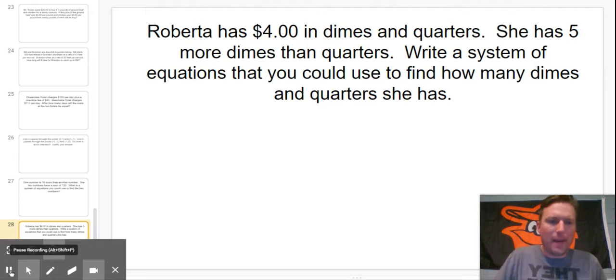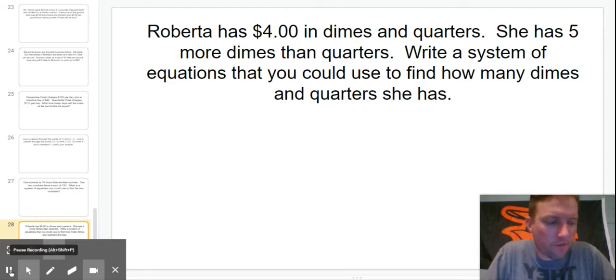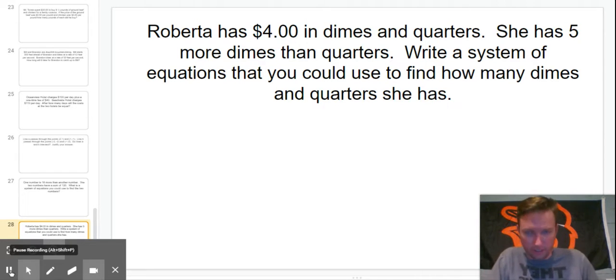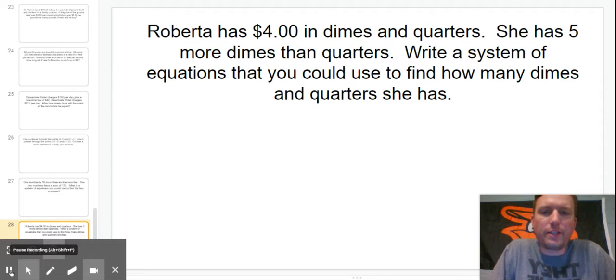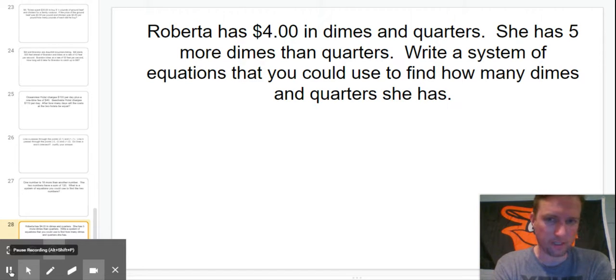So here we are, back at it, working on problem solving with systems of equations. Here we have a problem. It's about Roberta. She has $4 in dimes and quarters. She has 5 more dimes than quarters. Write a system of equations that you could use to find how many dimes and quarters she has. So again, similar to yesterday, it's not asking us to solve it. It's just asking us to write a system of equations.